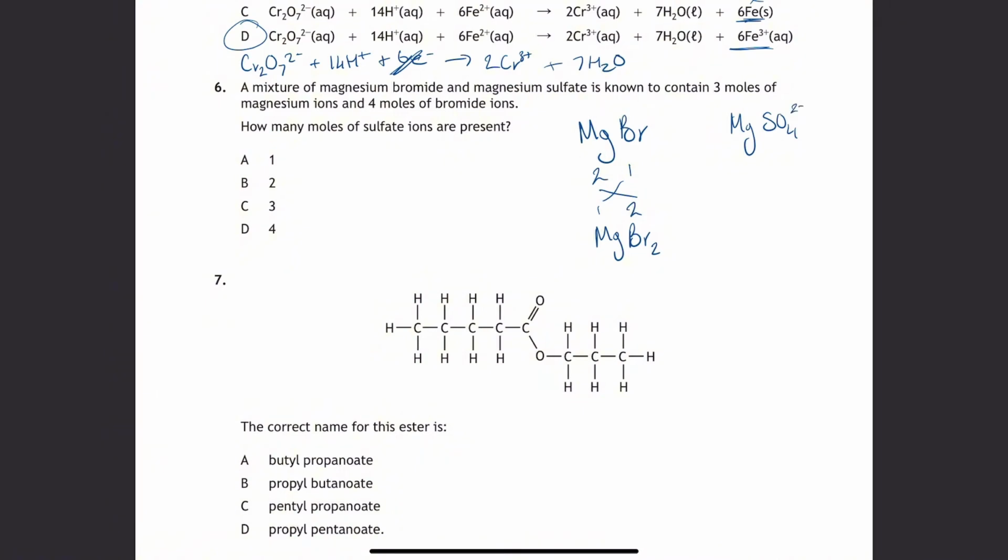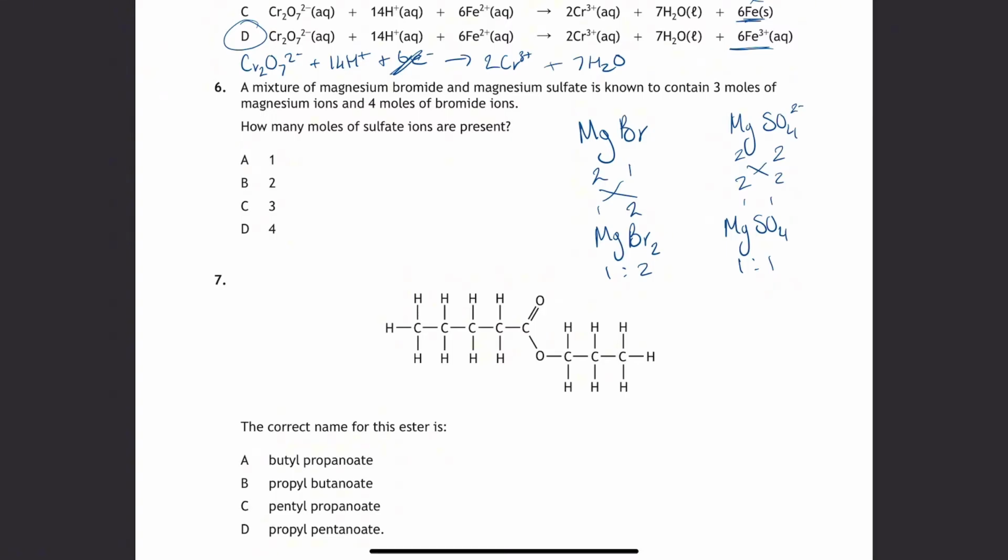Sulfate's charge is 2-, which means its valency is 2. Magnesium's valency is also 2. Swapping them over gives you 2 and 2, and then that simplifies to 1 and 1. So we'd have 1 magnesium, 1 sulfate. So now we use the ion ratios: 1:2 ratio for the magnesium bromide, 1:1 for magnesium sulfate.